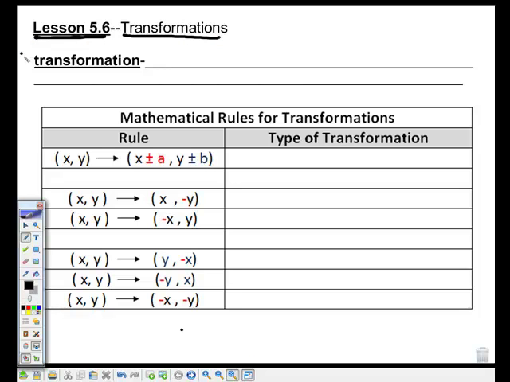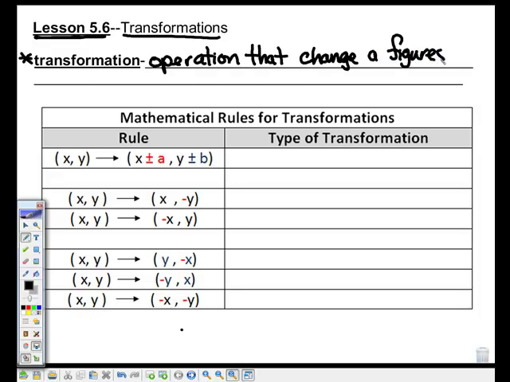The first thing we will do here is to define what is a transformation, and a transformation is an operation that changes a figure's position or size.